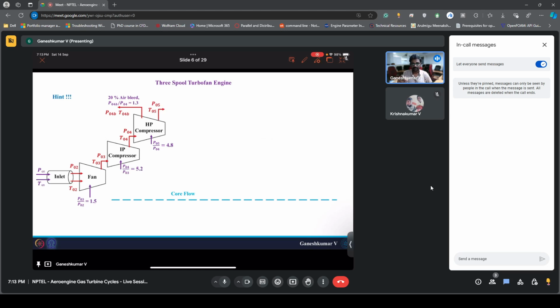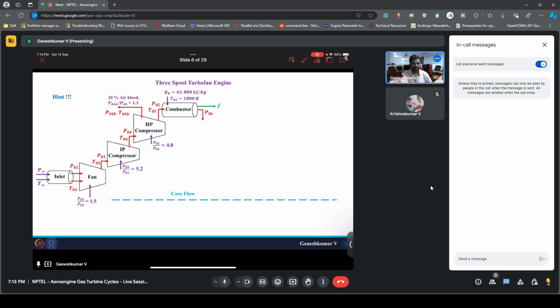Also there is an air bleed at 1.3 pressure ratio here. From this information you can find the pressure and temperature of the air which is taken out of the compressor. And then you have the combustor, and for the combustor we know the turbine entry temperature, or the exit temperature of the combustor.